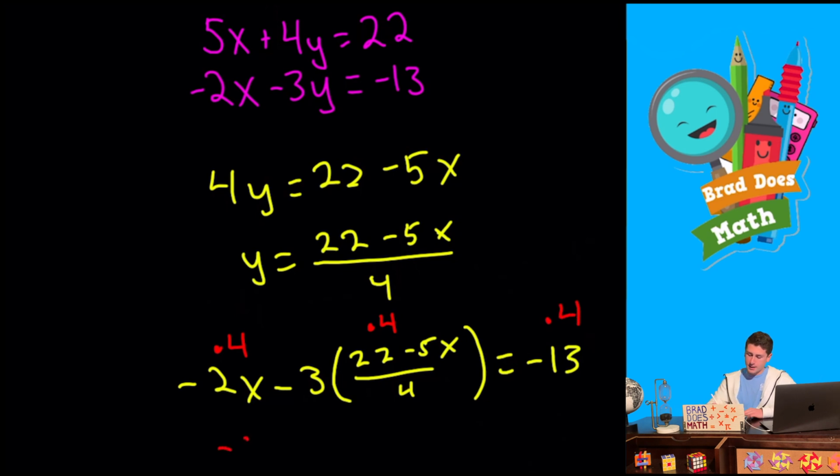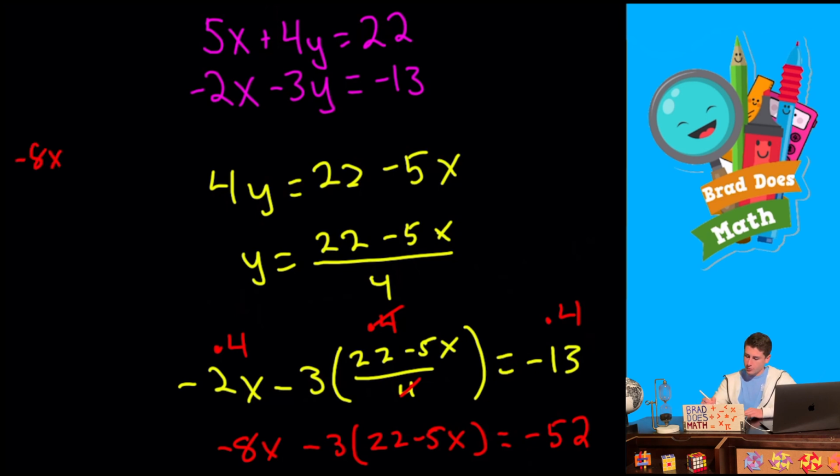And what I'll get is negative 8x minus 3 times 22 minus 5x. All that happened was those 4's canceled. And that equals negative 52. And I'll continue in the top left here. So negative 8x, and distribute that negative 3 to get negative 66 plus 15x, and that equals negative 52. And then combine like terms, 7x, and add 66 to both sides to get 14. x equals 2.